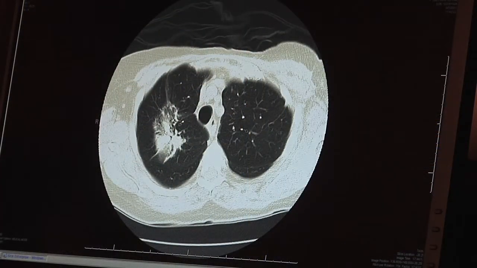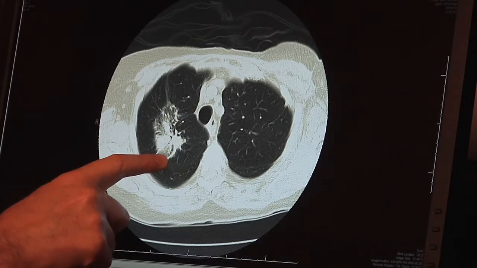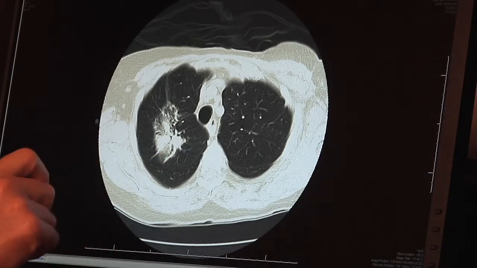So I have a picture here to show you what I mean. This is a CAT scan of a patient who had a fairly large tumor growing in the upper part of the right lung. You can see it here on the CAT scan. This clearly looks out of place. That's a pretty large tumor, and it should be fairly easy to get a good biopsy.